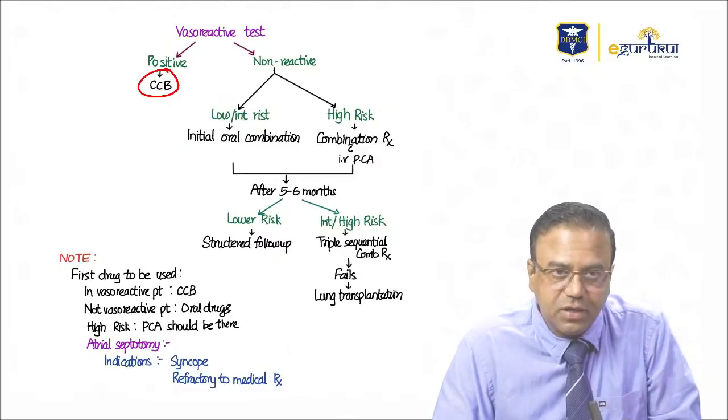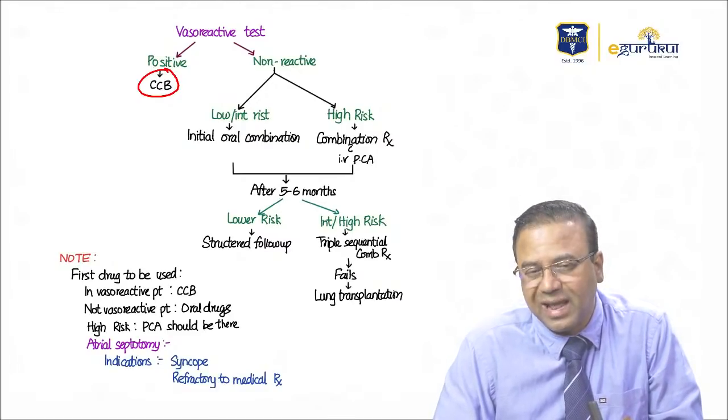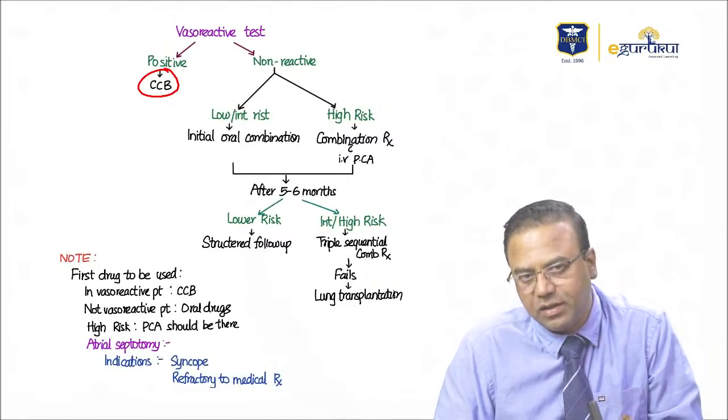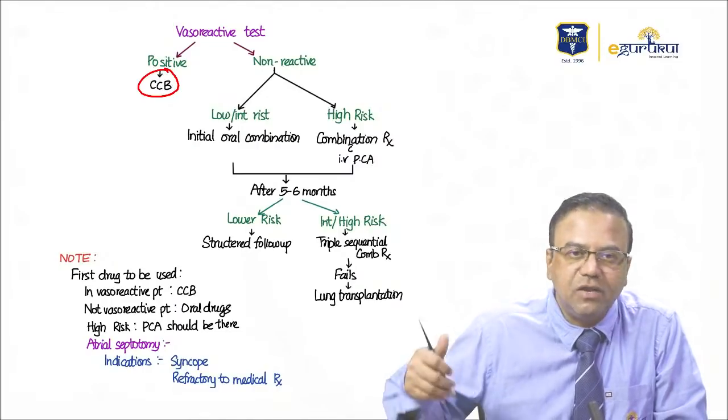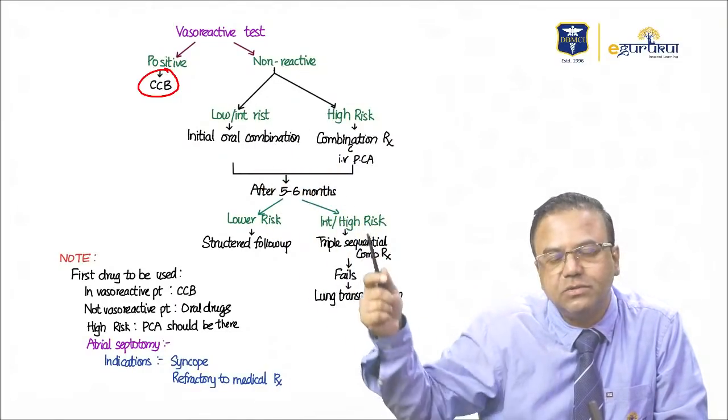So we always take the patient for a vasoreactive test. Remember, the vasoreactive test cannot be done in an outpatient setting. It is cath lab testing. The patient should be in the cath lab, and there we give nitric oxide and see if there is a drop. There's a definition for that, and I think I've covered that in my classes. Anyway, you don't need to know the definition for the vasoreactive test, but if it's positive, the treatment is going to be calcium channel blockers.